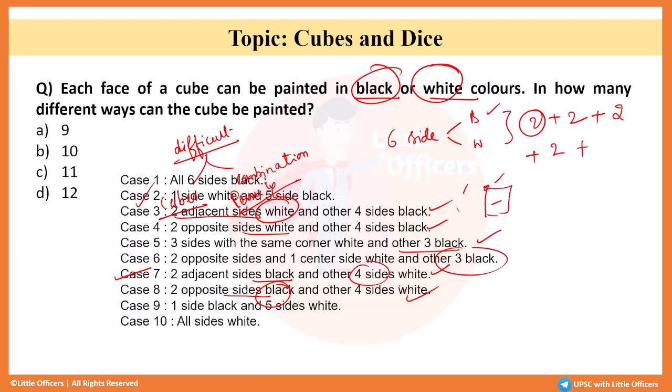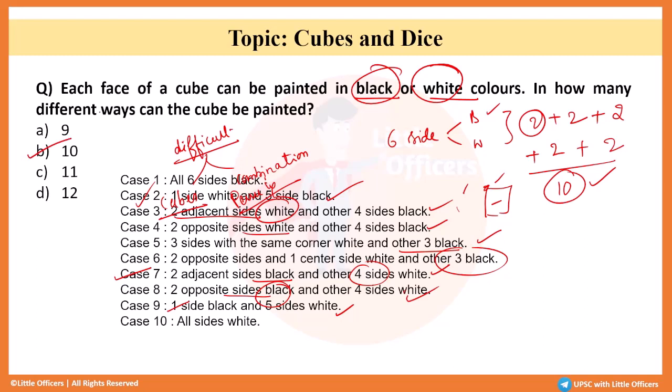Then comes, you have 1 side with black and all other 5 sides with white color, and 1 side with white and all other 5 sides with black color. So this is 2 more possibilities. So, how many ways? In 10 ways you can paint all the faces of the cube either in white or in black color. So the answer is going to be B here.